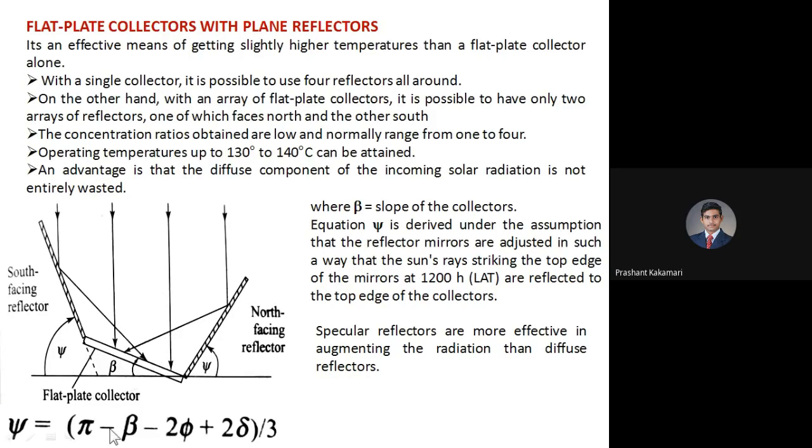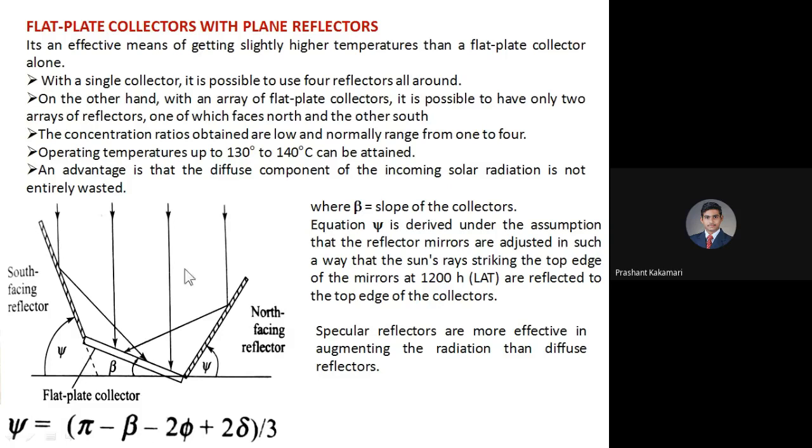That's why they have taken phi. 180 is the horizontal line, minus beta, so some angle is because of beta. Then the other angles are the latitude angle and the declination angle. So we find it by phi minus beta minus 2 phi plus 2 delta, whole divided by 3. Once you apply this equation, it gives the angle at 12 noon. At exactly noon, when the sun rays are vertically falling on the horizontal plane, what angle should be maintained so that maximum absorption is possible?